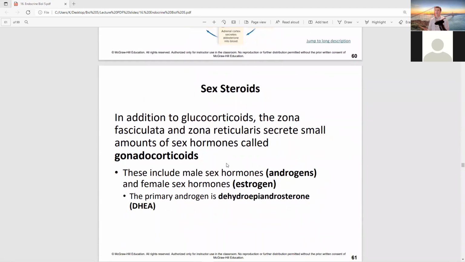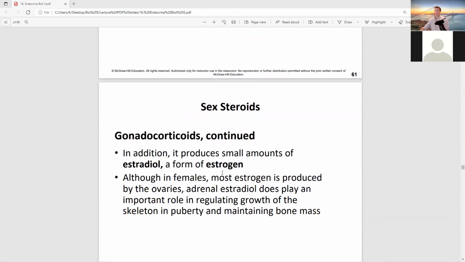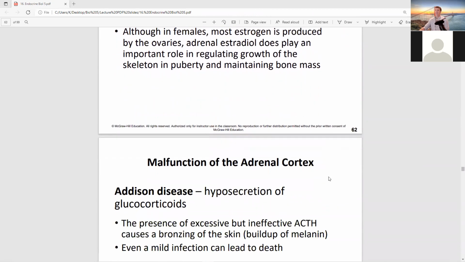So sex steroids: in addition to glucocorticoids, the zona fasciculata and zona reticularis secrete small amounts of sex hormones called gonadocorticoids. These include male hormones like androgens and female sex hormones like estrogen. The primary androgen is DHEA. In addition, it produces small amounts of estradiol, which is a form of estrogen. Although in females most estrogen is produced by the ovaries, adrenal estradiol does play an important role in regulating growth of the skeleton in puberty and maintaining bone mass.